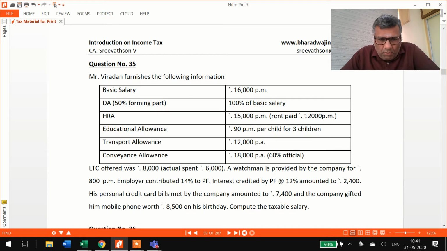Sir, in leave travel concession, which amount should we take? The actual spent amount is the difference. Okay, sir. But only 6,000 is being spent. So 2,000 is taxable. I gave you 8,000 thinking you will spend the entire 8,000. You only spent 6,000. Sir, PF, is it RPF? RPF, yeah. PF, RPF only.